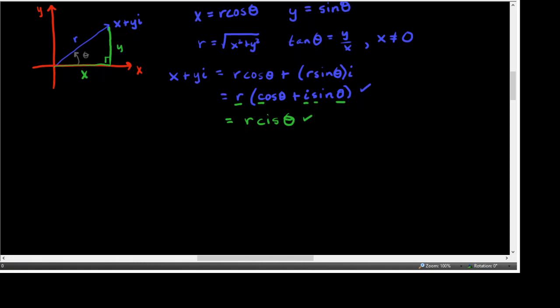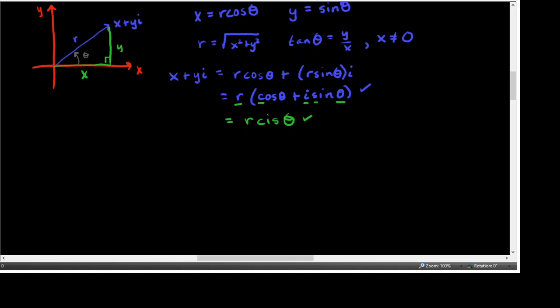We call r the modulus, or the absolute value of the complex number x plus yi, and theta is called the argument of the complex number x plus yi. That's a little bit of vocabulary to learn. And of course, absolute value makes sense because it's the distance from the origin, which is one of the definitions we use for absolute value. It's the distance on the number line from that point to the origin, or to 0. So that should make sense.